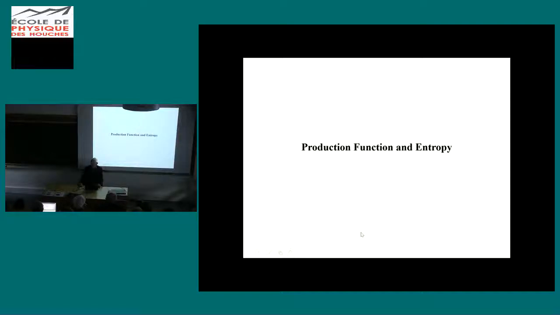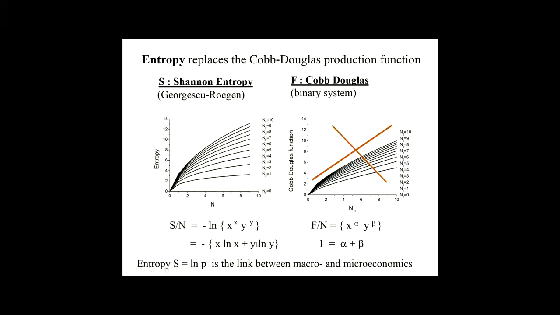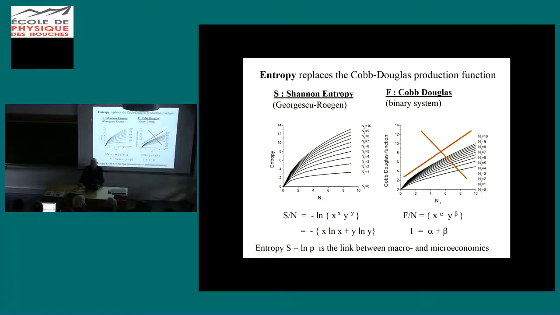Let me shortly say something about the production function entropy. Entropy replaces the Cobb-Douglas function of production. The Shannon entropy is ln of x to the x, y to the y, instead of x to alpha, y to beta. The factors, the elasticities alpha and beta, are not valid anymore. It's now the function itself that leads to the elasticity. We do not need elasticity here with entropy.